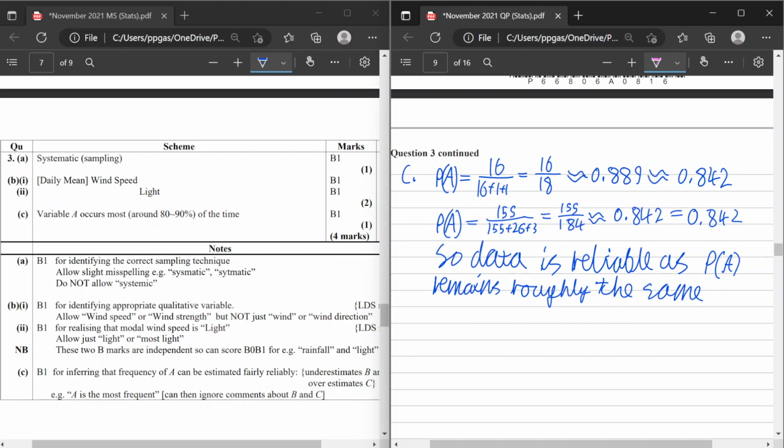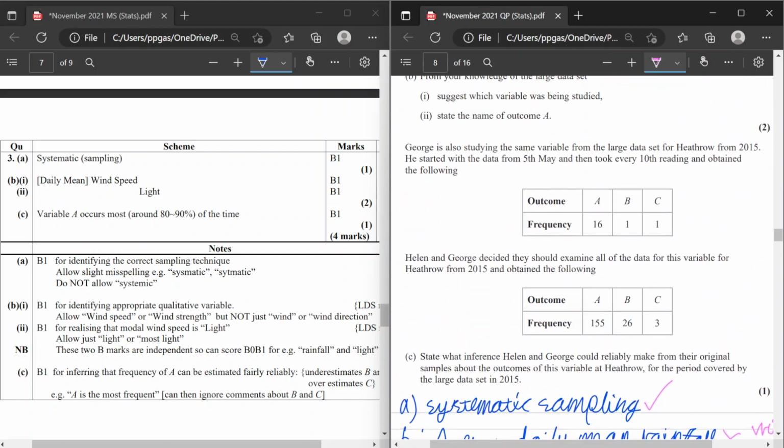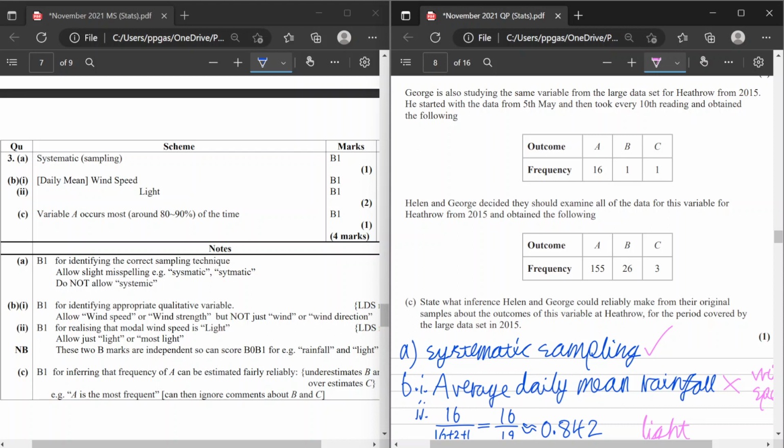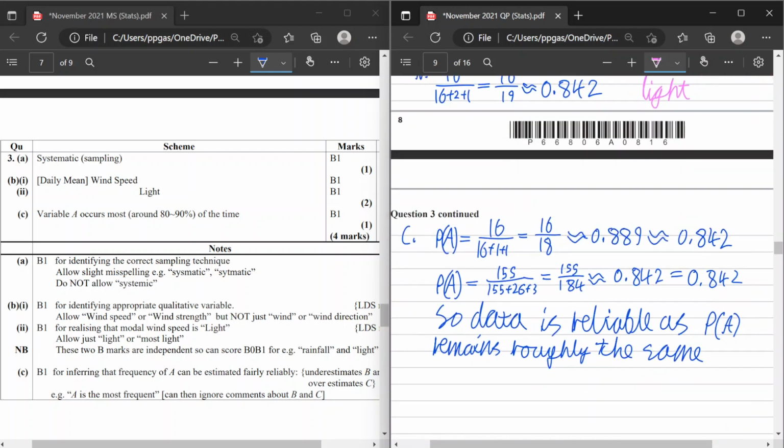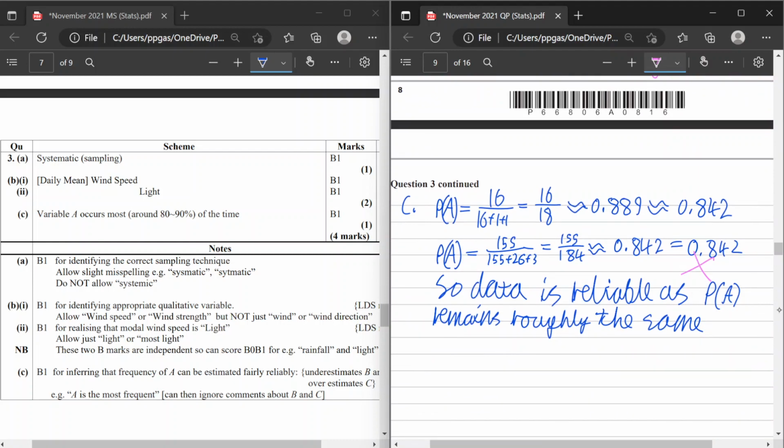Variable A occurs most of the time. What was it even asking? So what inference? I mean, that seems pretty obvious. I don't think that's a very good question, if I'm being perfectly honest, because you could have said a lot of things. You could say C doesn't occur most of the time. It doesn't say anywhere that you have to specifically reference A in the question. So I think that's a silly question, and I got it wrong. Right, let's move on.